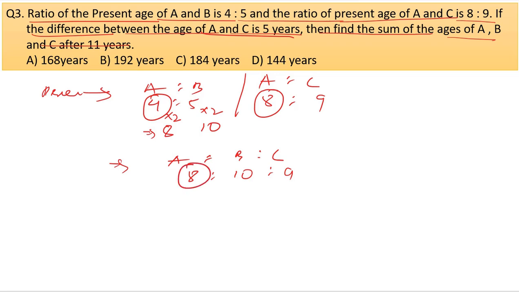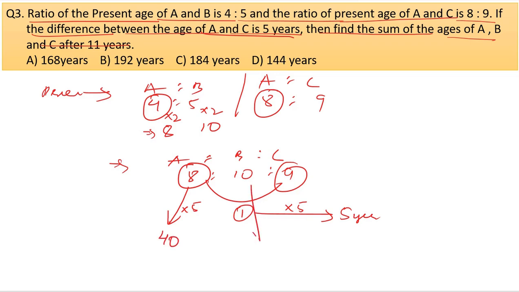So A is 8, C is 9. The difference is 1 unit. So 1 unit is 5 years. That is, multiply here by 5. So the present ages of all of them will be multiplied by 5. Here 8 into 5 is 40.